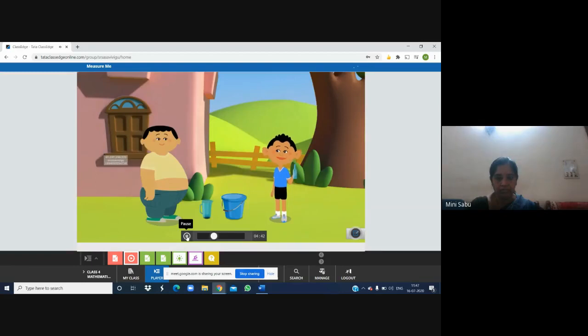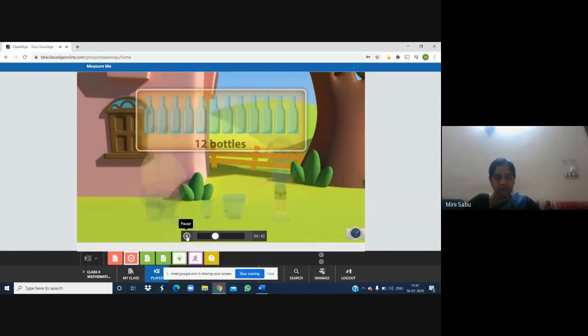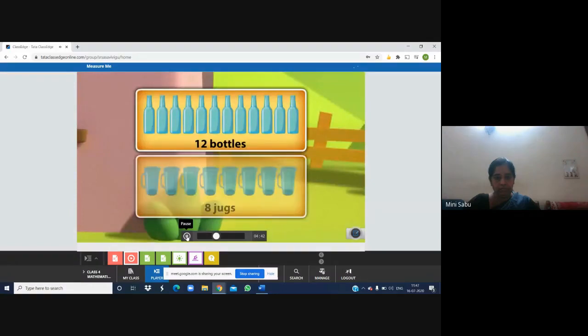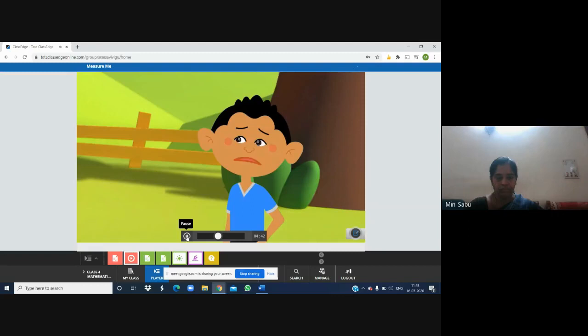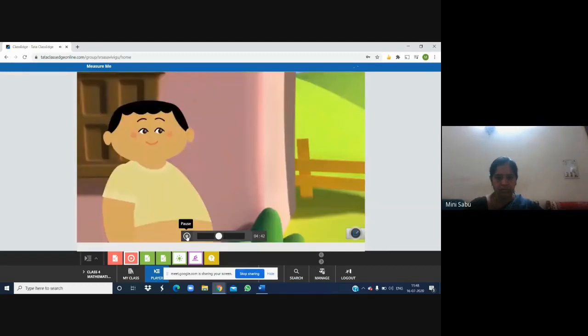So Jiggy, since I filled my bottle with water 12 times to completely fill the bucket, can I say the capacity of this bucket is 12 bottles? Yes, Pasha, but I filled the bucket by filling my jug 8 times. So the capacity of this bucket is also 8 jugs. Oh, Jiggy, now I'm confused. Is the capacity of this bucket 8 jugs or 12 bottles?